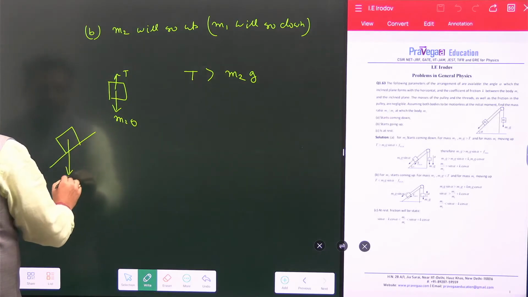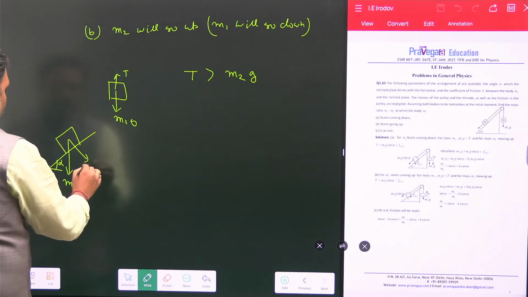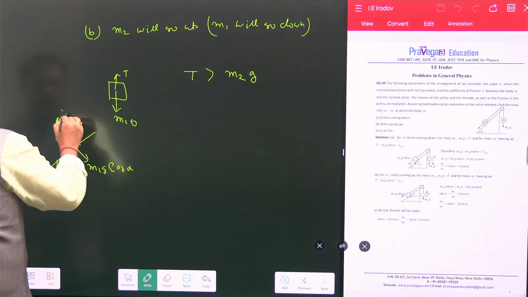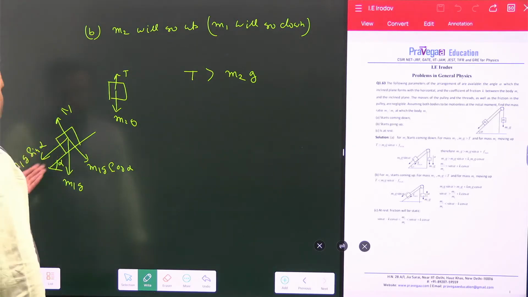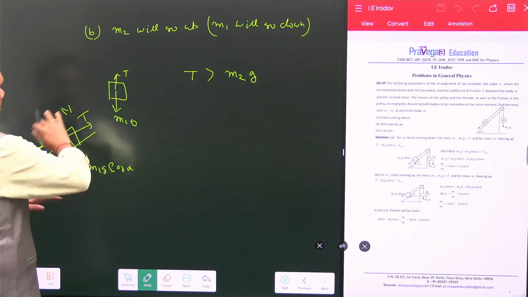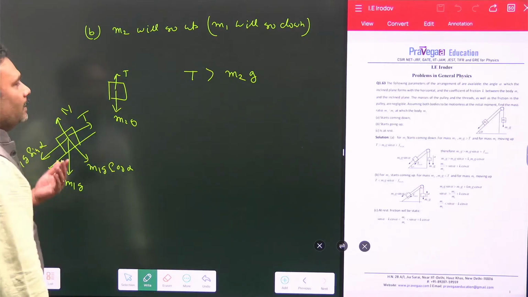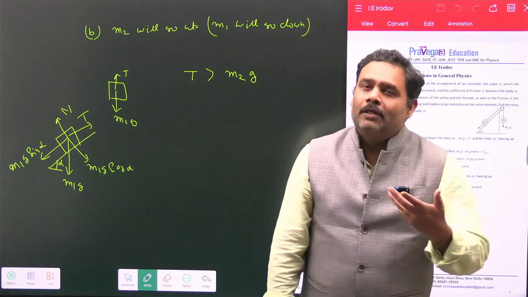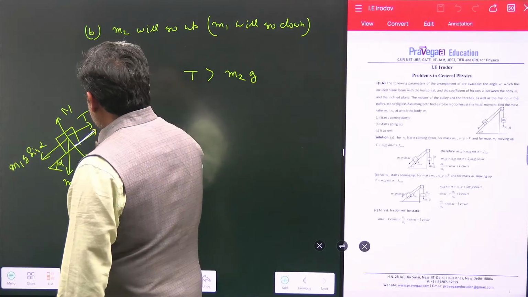So we have this value equal to M1G. This angle is alpha. This value is equal to M1G cos alpha. There is a normal, and this value is equal to M1G sin alpha. So if it is going downward and tension is always there, these forces will remain the same. Only one force is going to change its direction, that is the frictional force. So why are we saying frictional force is the self-adjusting force? This is the direction of frictional force.